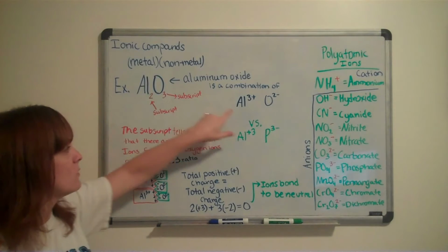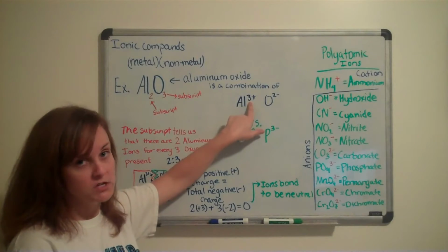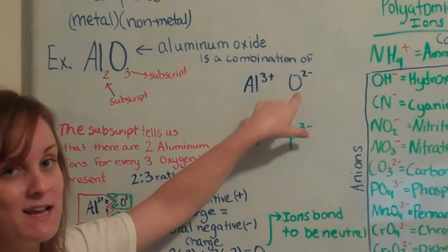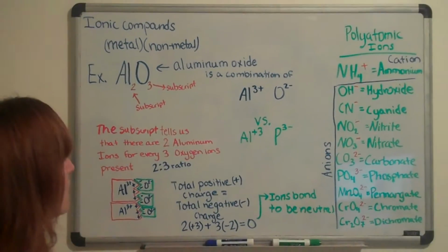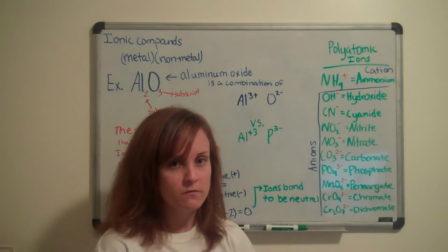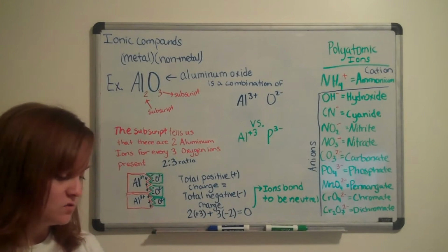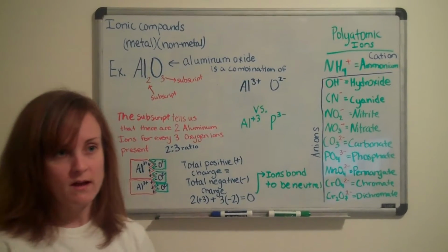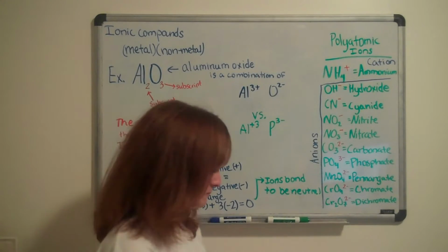So for aluminum oxide, we have the aluminum ion, the positive 3 charge. This is a cation because it's positive, bonded to an oxygen which has a negative 2 charge, and that's the anion. But before we talk about anything else, I want you to pull out a periodic table because you need this information before you can do anything else. There's one in the back of your chemistry problems and solutions book, there's one in the back of your laboratory manual, or you can also print one out online.